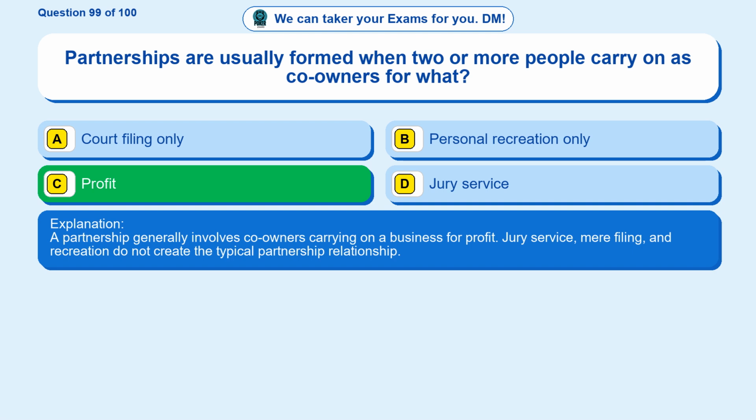A partnership generally involves co-owners carrying on a business for profit. Jury service, mere filing, and recreation do not create the typical partnership relationship.